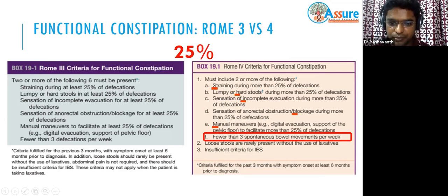Next, for those who find it difficult to remember, I made a small mnemonic. It is SIMBAH, like a Ranveer Singh movie. S for straining, I for incomplete evacuation, M for manual maneuvers, B for the blockade feeling, H for hard stools, and 3 for fewer than three spontaneous stools. For those who want to remember it easily, use this; or else if you can remember otherwise, it's well and good.